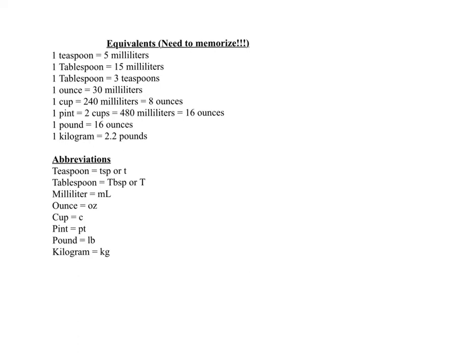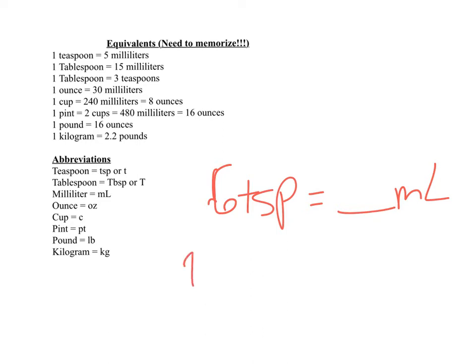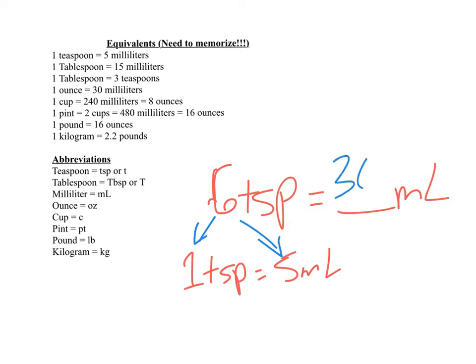These equivalents are provided to tell us what we already know. We know that 1 teaspoon is the same thing as 5 milliliters. So if I said a patient needs 6 teaspoons of medication, I want to know what that would be in milliliters. For every 1 teaspoon that contains 5 milliliters, if I have 6 of those, then I must have 6 times the amount of milliliters. So this would be 6 times 5, which is the same as 30 milliliters.